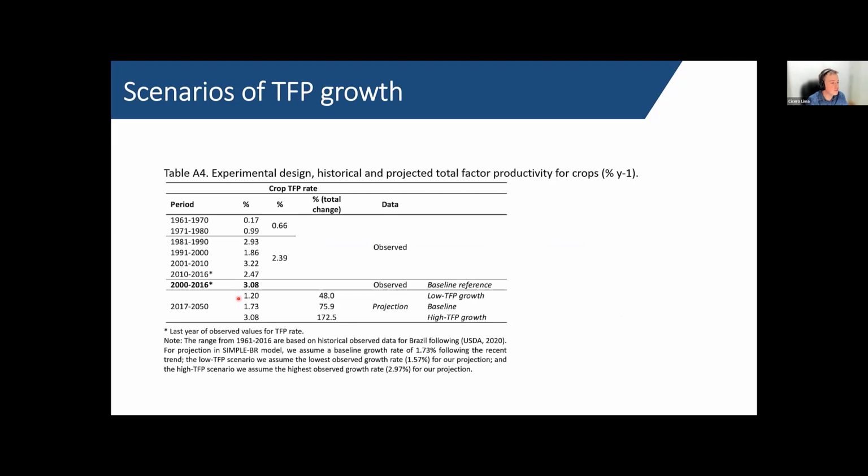The scenarios we are running are 3 simple scenarios, considering 3 different rates of investment and, of course, 3 different rates of TFP growth: low growth, the baseline, and a higher TFP. Just to highlight, the observed values from 2016 show that TFP growth in Brazil had a huge increase, around 3% per year, and we reproduce this high growth in the third scenario.